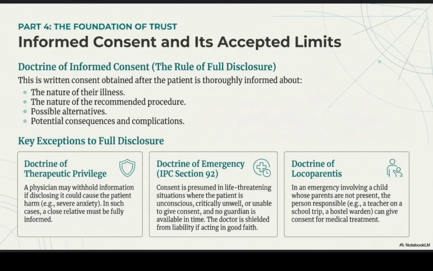But there are a few exceptions to full disclosure. The doctrine of therapeutic privilege is the first one. The physician can withhold information, because if that information is given to the patient, it can lead to harm to the patient. For example, severe anxiety: a patient going into surgery has severe anxiety and then gets into hypertension, which is problematic. So not the patient, but a close relative should be told.